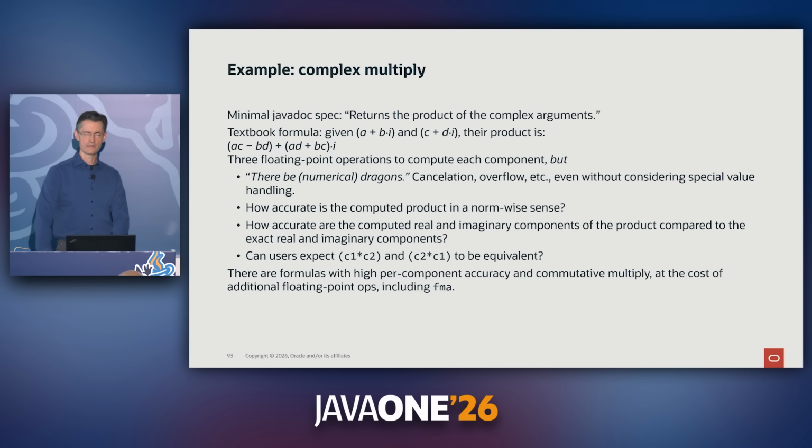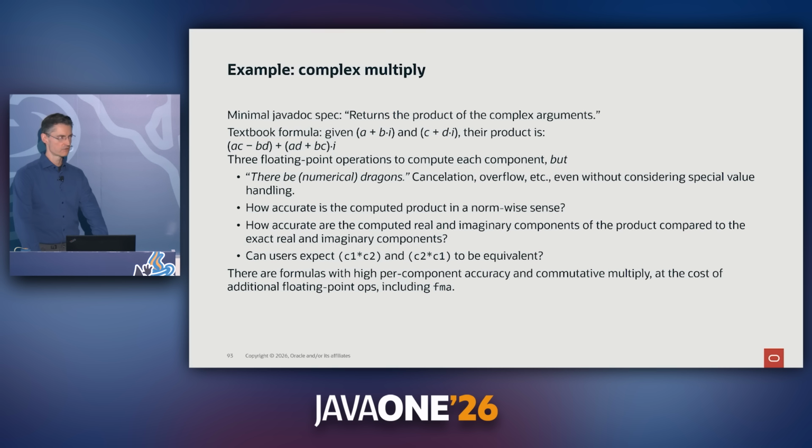So each of the real and imaginary components is computed with just 3 floating point operations, to multiply and add or subtract. So what's the problem? Well, even something this simple, there are some numerical dragons there. You get the possibility for cancellation and overflow. That's even without any of the other special case handling.